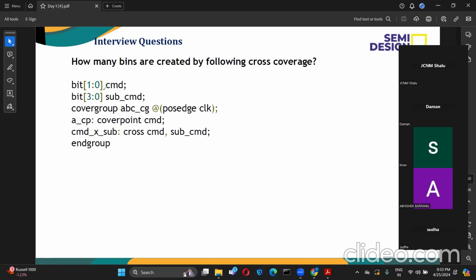If you have listened to the class properly in the cross coverage session, I have mentioned that if there is no cover point created for any particular variable and we are using it in cross, it will create the cover point implicitly by itself. It will take it. I will show you.